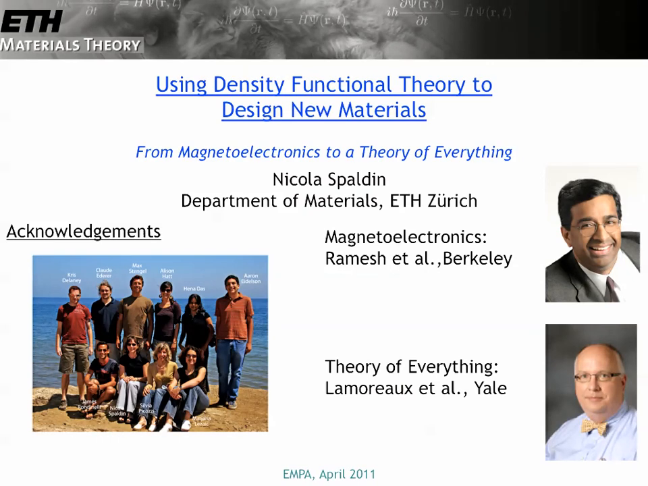And I'll illustrate this with two projects. One is in collaboration with the experimental group of Ramesh at Berkeley to make materials in which we can control the magnetic properties with electric fields. So these are called magnetoelectric materials. And the other project is actually similar in material type, but different in application, which is to test extensions to the standard model in collaboration with the experimental group of Steve Lamoureux at Yale University.